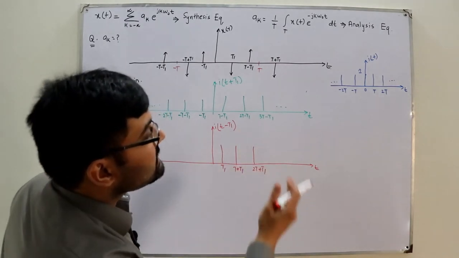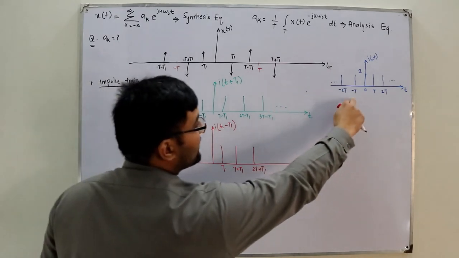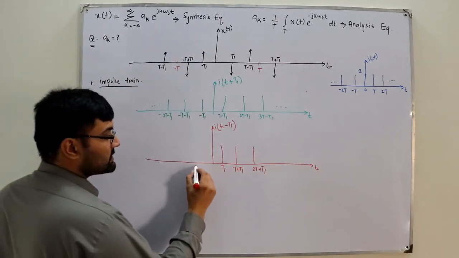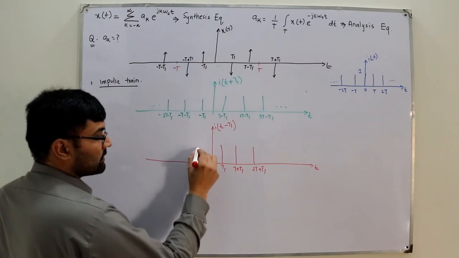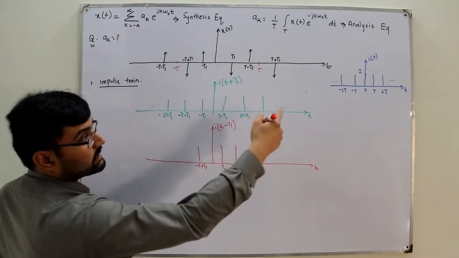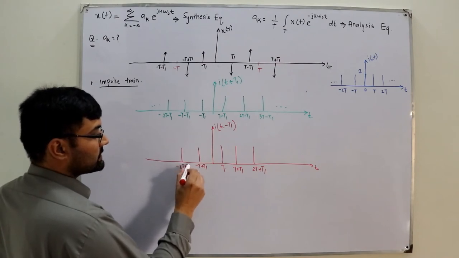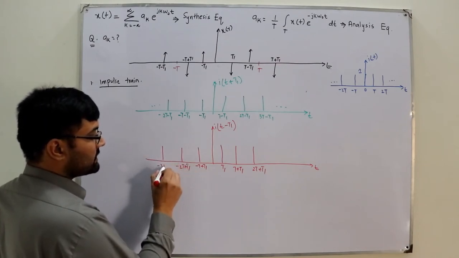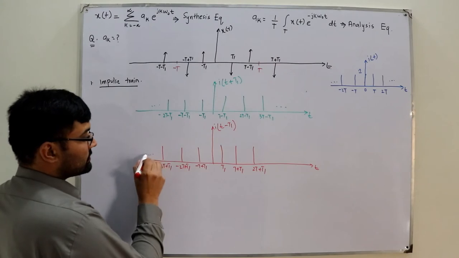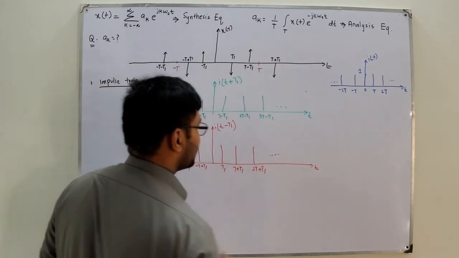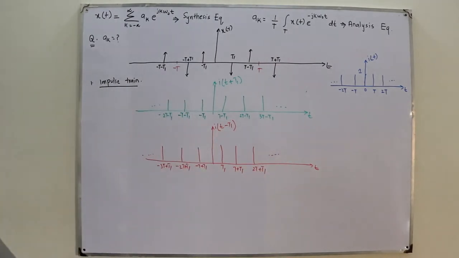Similarly, on the left side, negative T would be located at negative T plus T1, because this has now shifted toward the right. Negative 2T would be located at negative 2T plus T1, similarly negative 3T plus T1. This goes on to the left side, that goes on to the right side. Isn't it like this? Yes, it is.